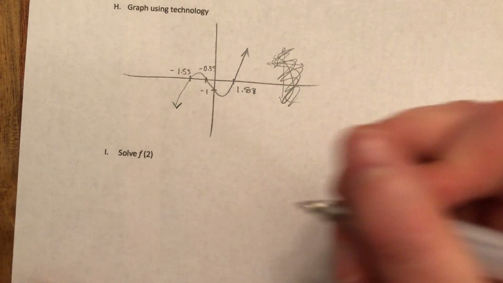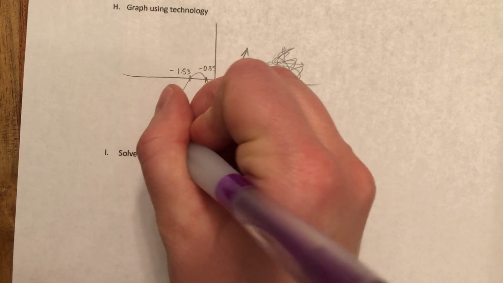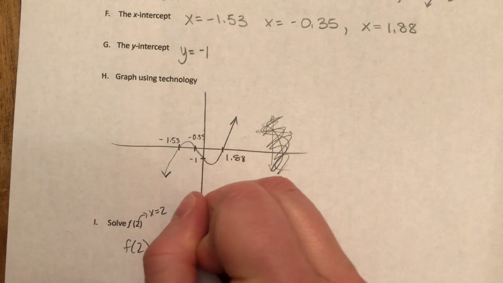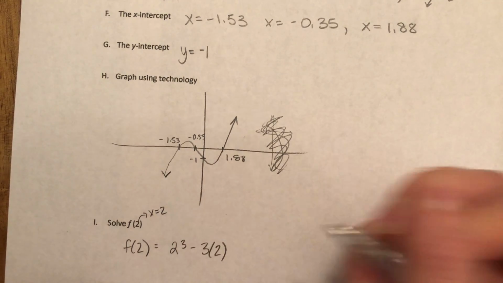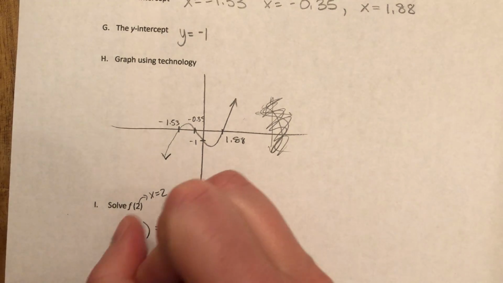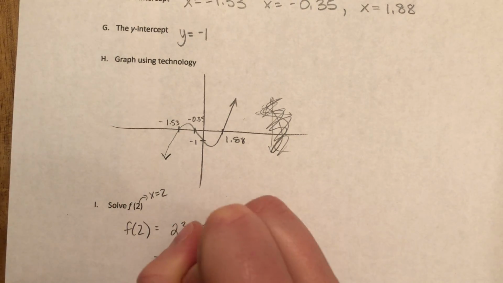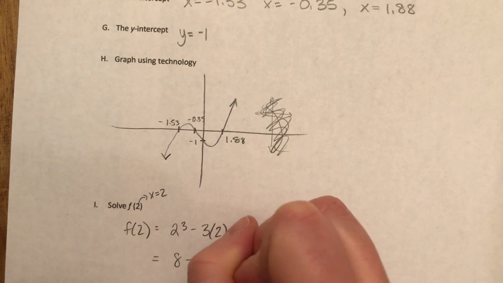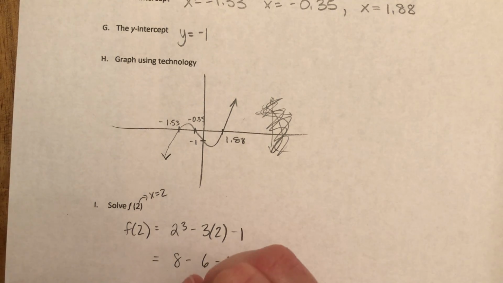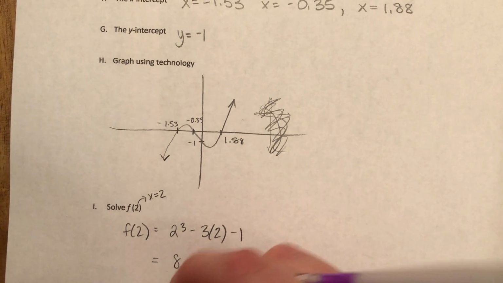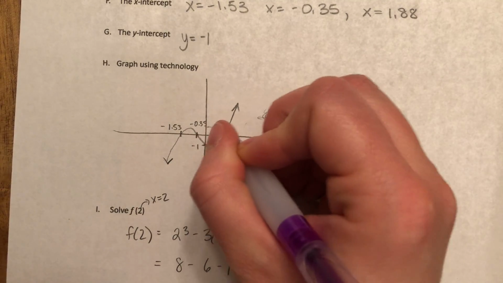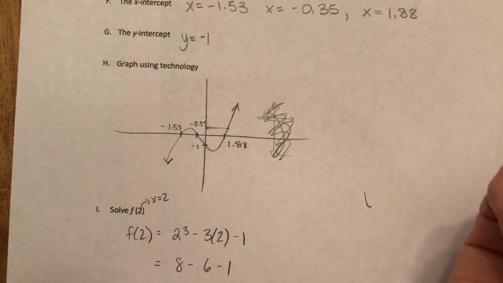Solve f at 2, that means we're plugging in x is equal to 2 into the equation, so f at 2 is equal to 2 cubed minus 3 times 2 minus 1. So we're plugging in that x equals 2 and figuring out the value at that x value. So then 8 minus 6 minus 1. 8 minus 6 is 2, minus 1 is just 1. So at a value of 2, this thing would be at a positive 1 value.